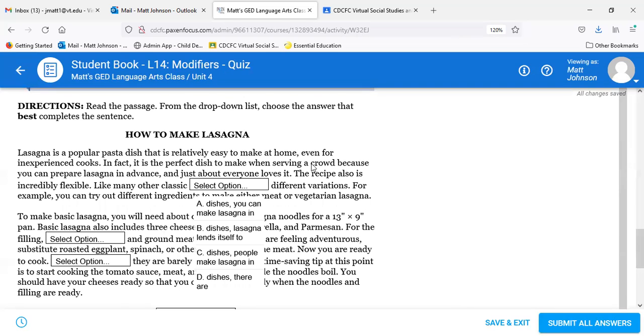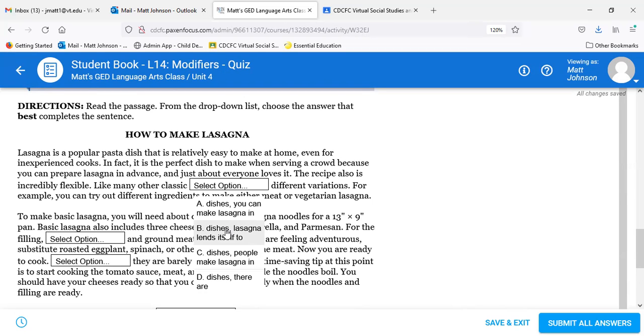Like many other classic dishes, you can... It's B. So like many other classic dishes, comma, lasagna lends itself to different variations. Let's see, A says, like many other classic dishes, you can make lasagna in different variations.